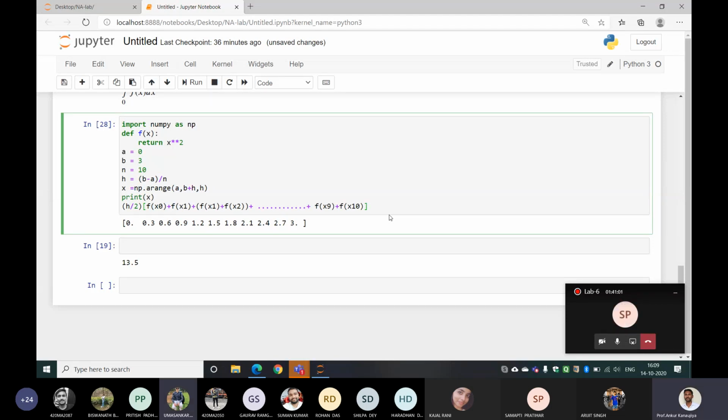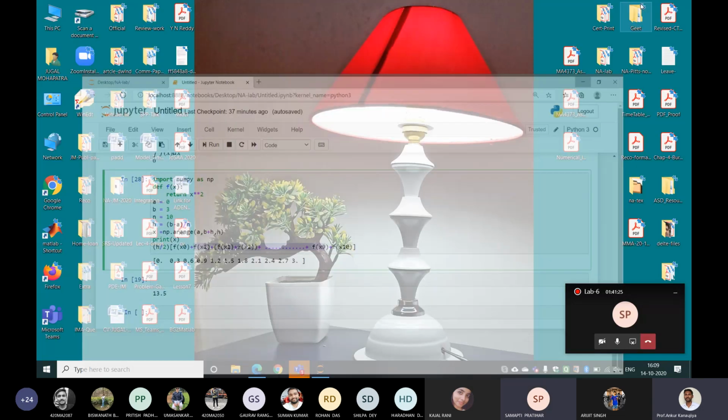Clear? Yes, sir. So here f of x1 is repeating 2 times. Similarly, f of x2 will also repeat 2 times, and f of x9 will also repeat 2 times, because here f of x8 plus f of x9 is there. So this internal value will be 2 times, and this one only 1 time. The end point is only 1 time, but the remaining ones are 2 times. So whatever it is there, that is the formula for the trapezoidal rule.